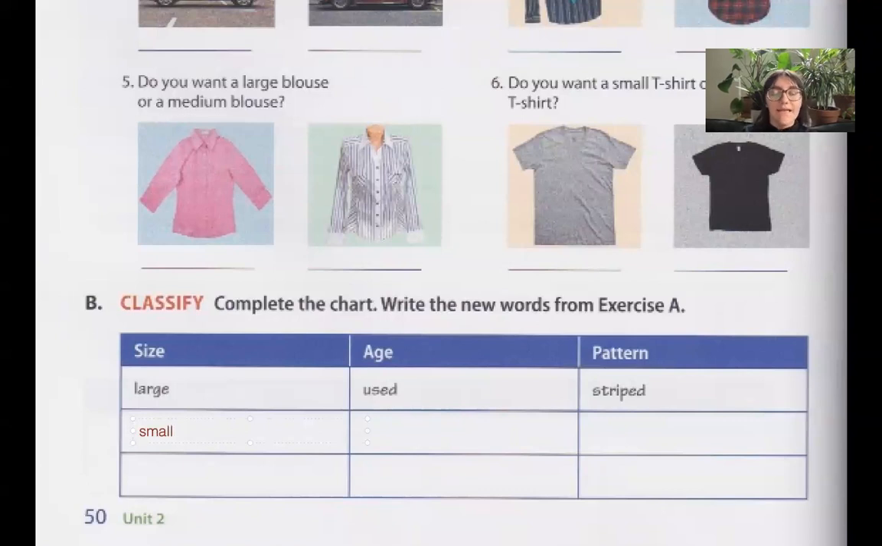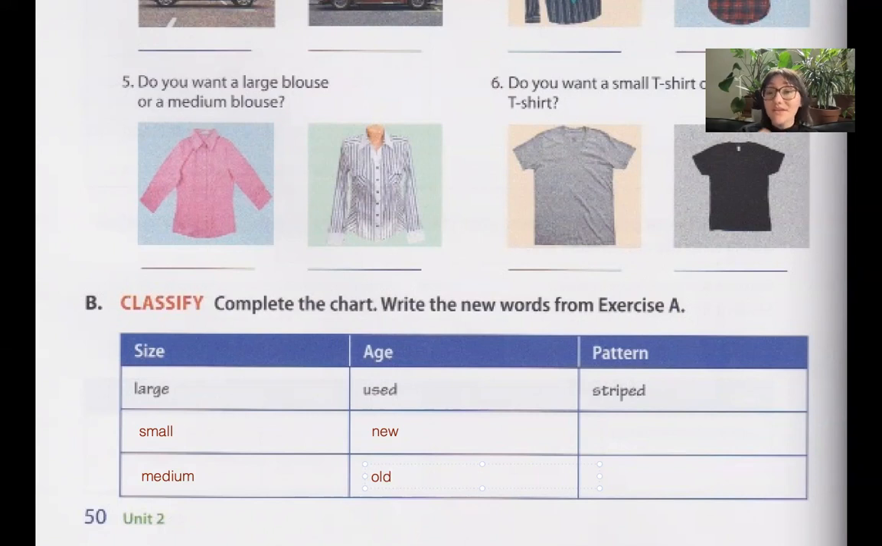Small, S-M-A-L-L, small. We also used the word medium, right? Medium. And then when we talk about age, right, we used the word used, right? We could also use the word new, right? A new house, a new car. We also could use the word old, right? Something that's been around for a long time, an old house.